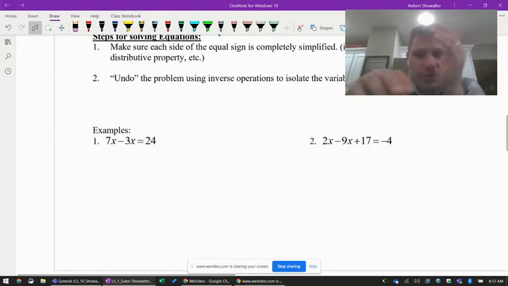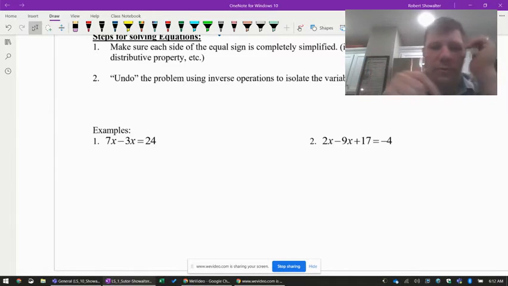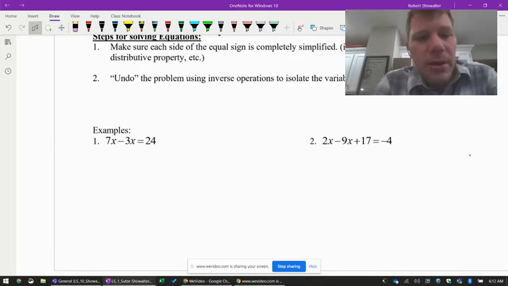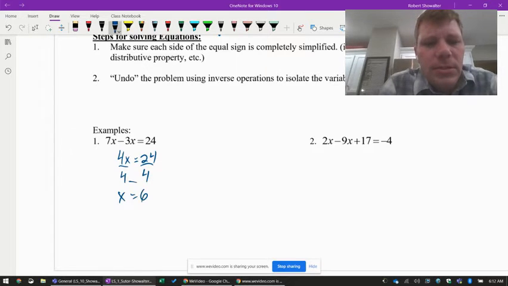Okay, so when we're solving equations that are a little bit more complicated, we first try to simplify the sides if we can, and then we dig out the variable by undoing the order of operations. So when we talk about this one, we have 7x minus 3x, which is going to be 4x equals 24, and then we're going to keep going to solve it. We're going to divide by 4. We get x equals 6.